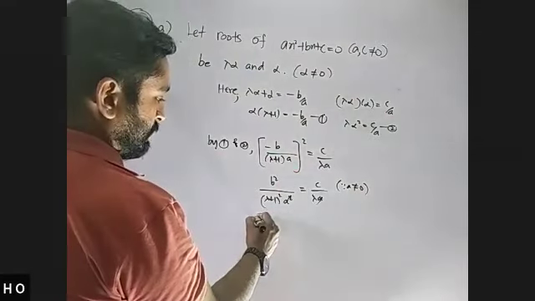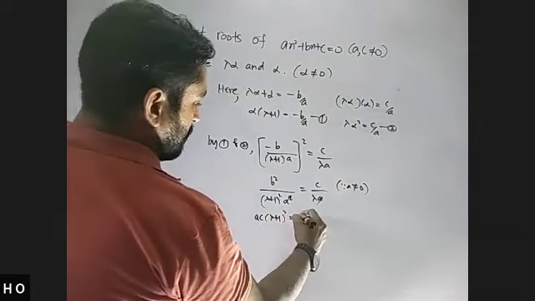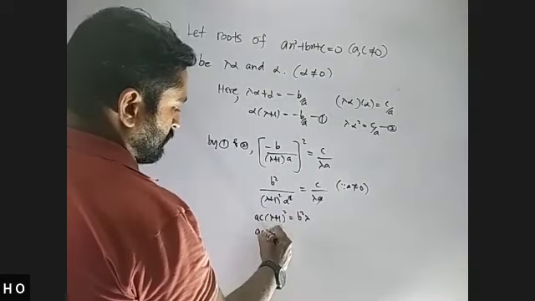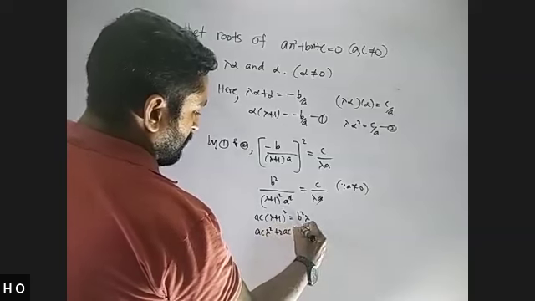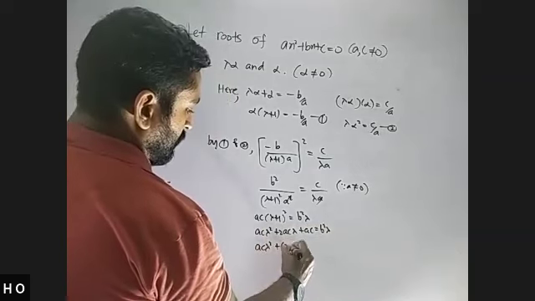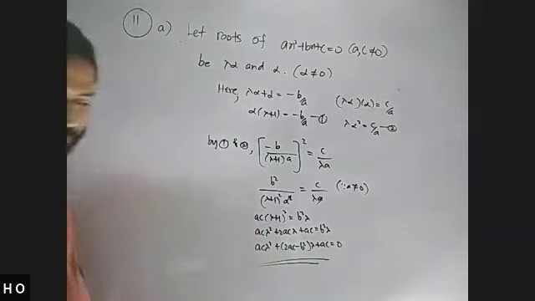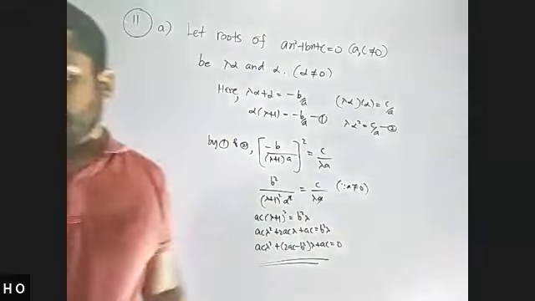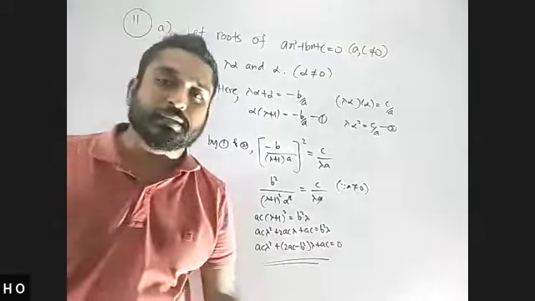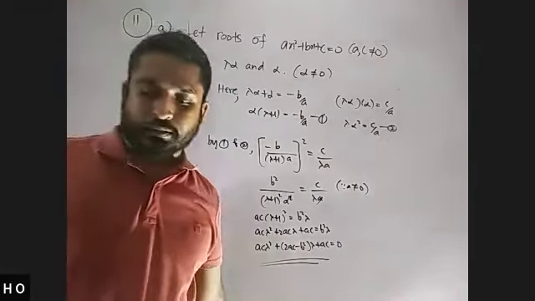Let us cross multiply: AC into lambda plus 1 squared equals b squared lambda. So AC lambda squared plus 2AC lambda plus AC is b squared lambda. So AC lambda squared plus (2AC minus b squared) lambda plus AC is 0. That is it for the quadratic. Right, so that is the first part. In case you haven't completed, please complete the first part. Then we'll continue accordingly.